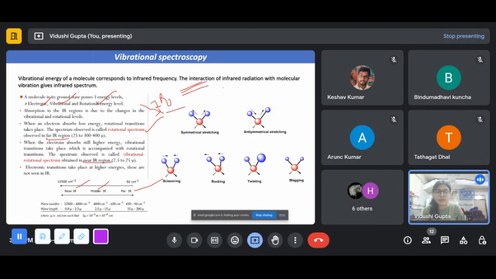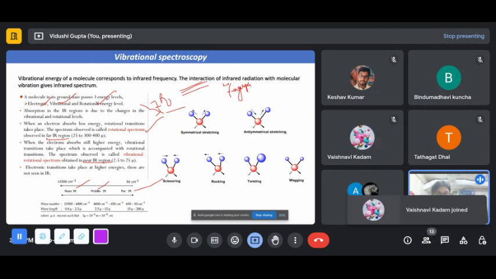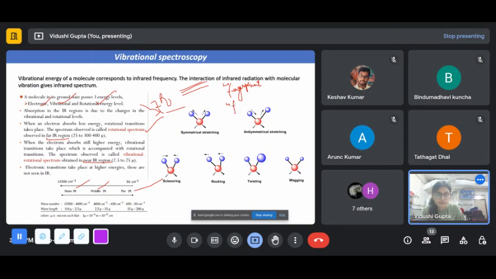Also in IR, there are two types of region. One is the fingerprint region, and the other is the functional group region. So basically, there are two types of regions in IR: fingerprint and functional group.